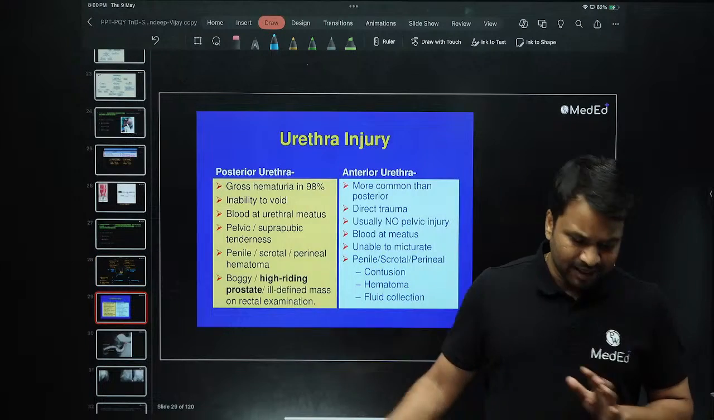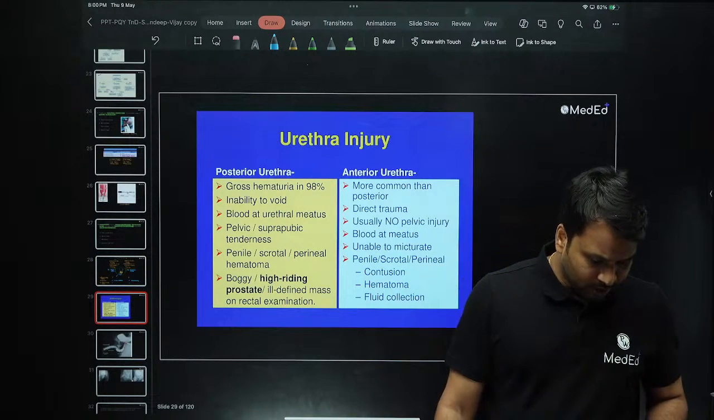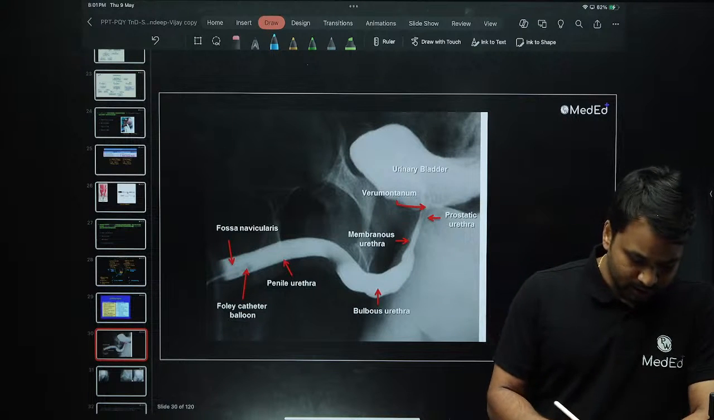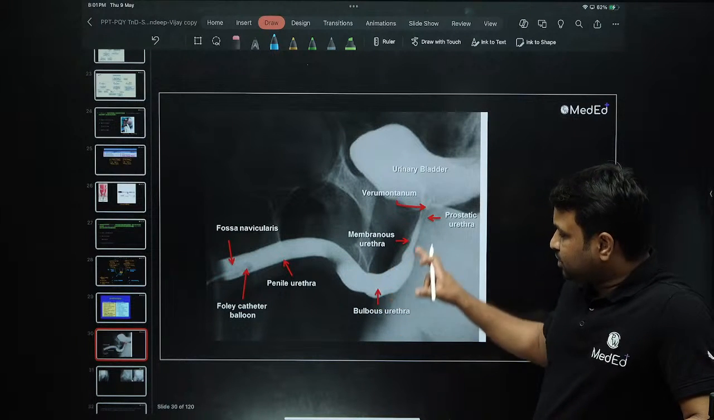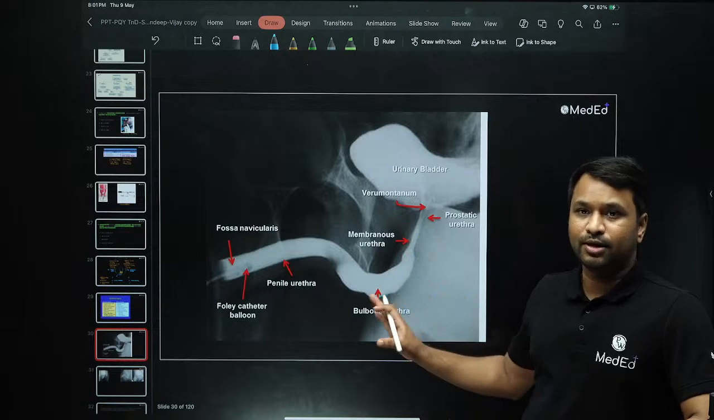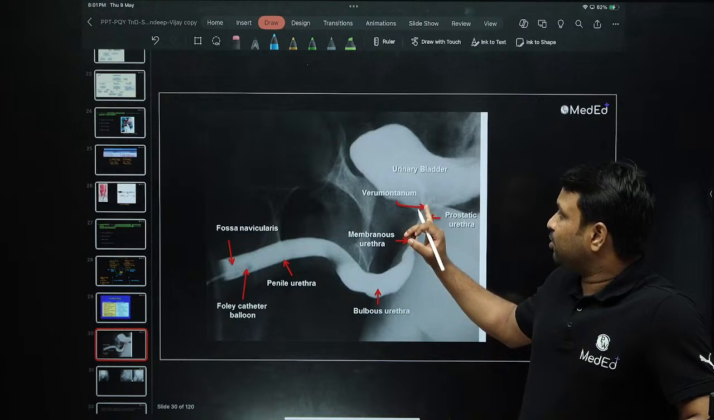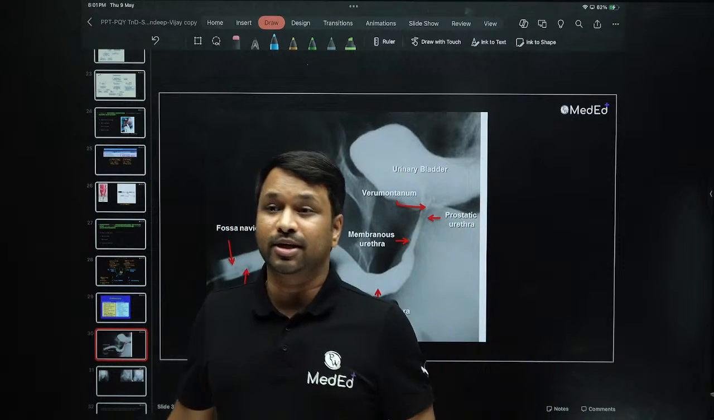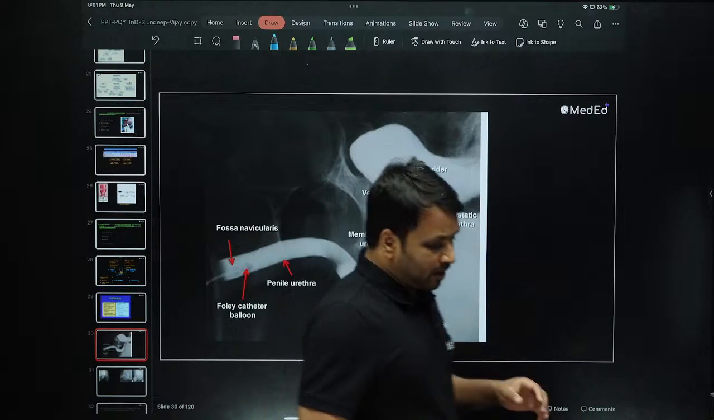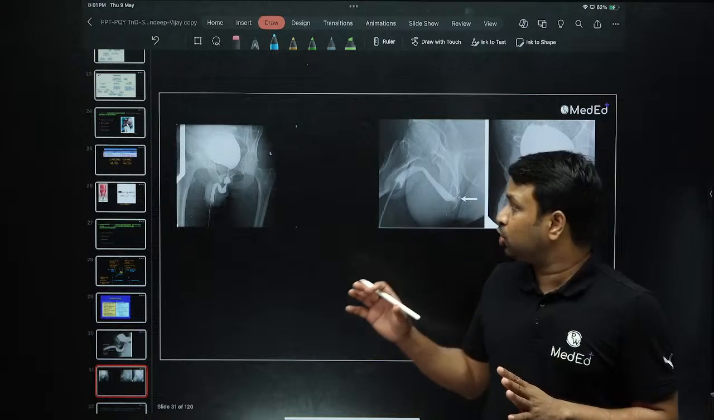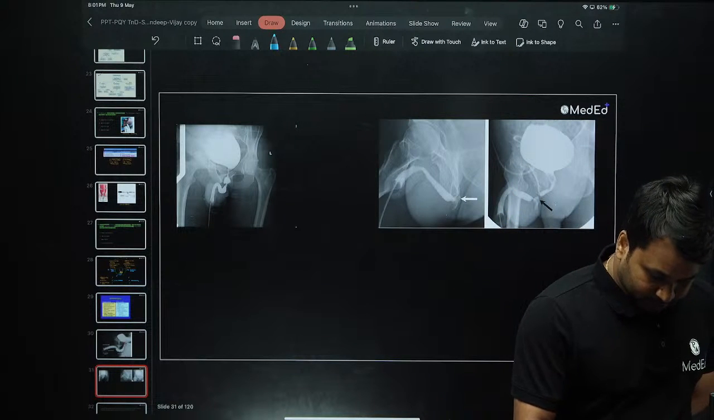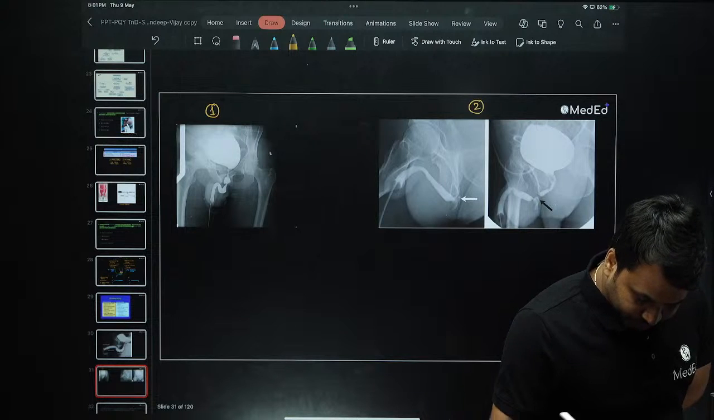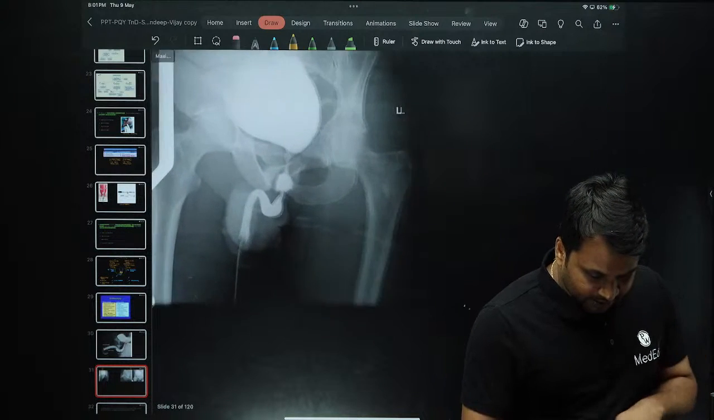Now, I have given you the same in a tabular column, but how do you recognize it? On a urethrogram, you will notice this hump is what we call the bulbar urethra. Then you have the membranous, then the prostatic. The verumontanum is the anatomical landmark to know whether you are at the prostatic urethra or not. Then into the bladder. Now, there are two images, image number 1 and image number 2. See very carefully, right.